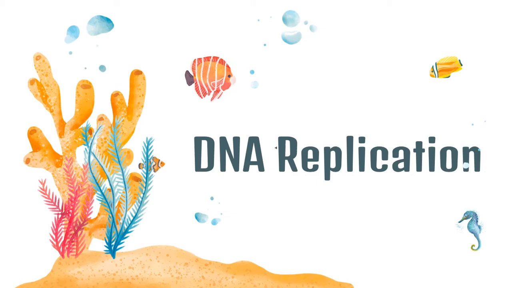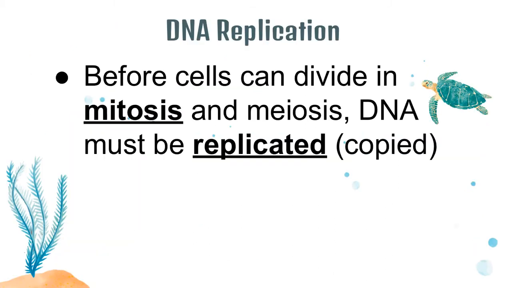In this video, we're going to investigate how DNA is replicated in order for it to be divided into new and growing cells. By the end of this video, you should understand why, where, and how DNA replication occurs. First, I need to tell you that before cells divide, in the process of mitosis or meiosis, both of which are cell division, DNA has to be copied or replicated. So that replication process has to happen before any sort of cell division can occur.